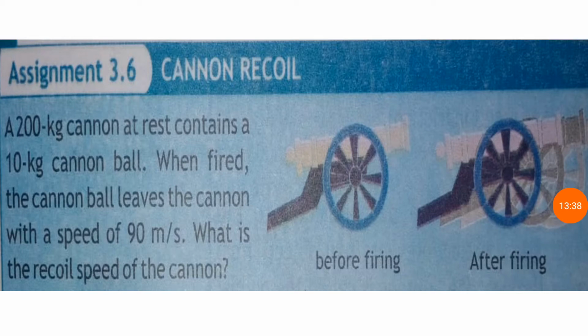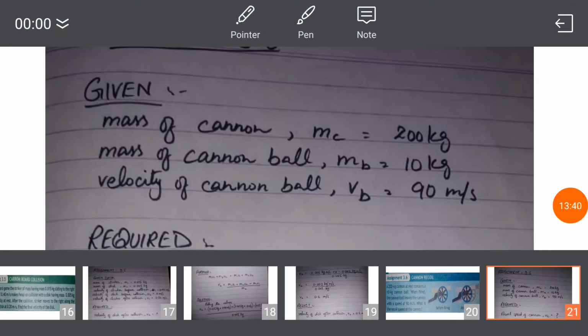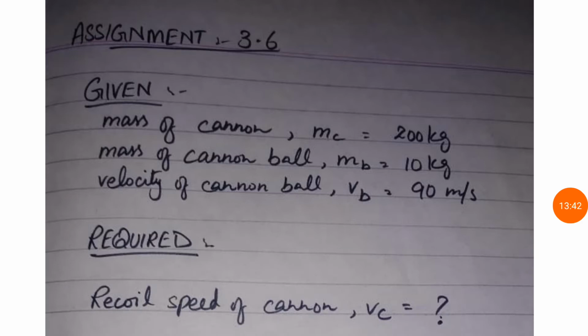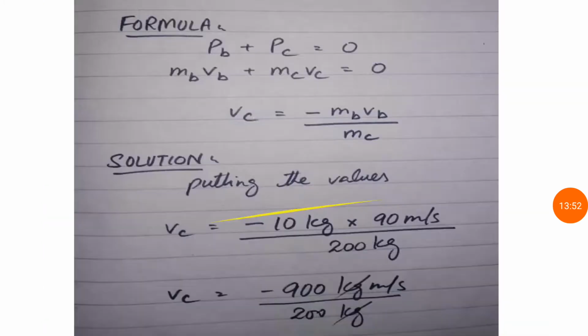Now here the mass of the cannon is given to us, that is Mc equals 200 kg. Mass of the cannonball is also given, that is 10 kg. Now the velocity of the cannonball is given to us, that is 90 meter per second, and we have to find the required speed of the cannon, that is Vc.